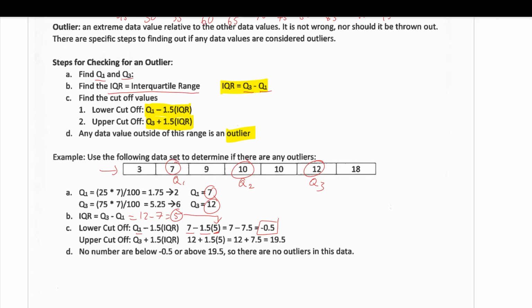And then same thing with the upper cutoff. You take the third quartile, but in this case, we add 1.5 times 5. And we get 19.5.